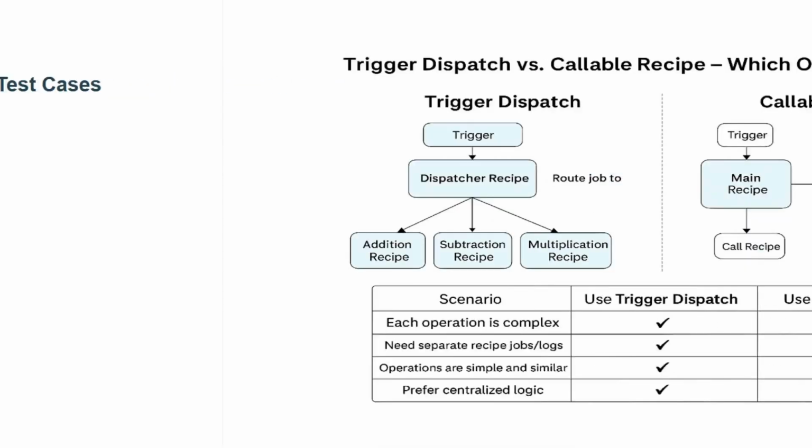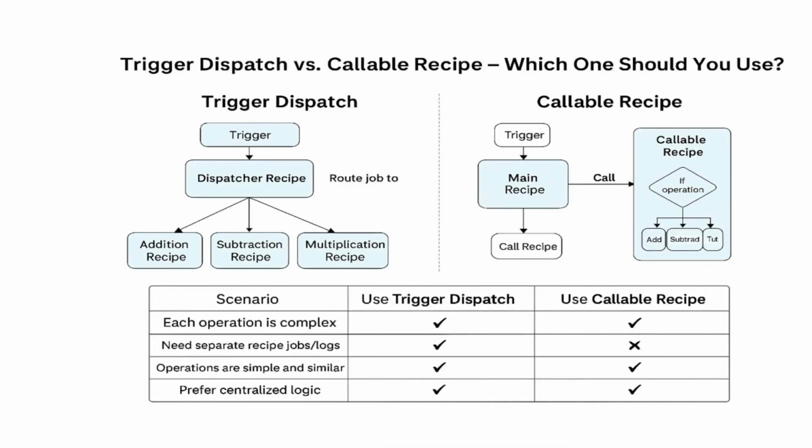Before we move into today's session, let's have a quick recap of the previous session. We studied validating the recipe using test cases, right? If you have missed it, please check our previous video. I'll provide the link in the description box, or you can click the i button at the right of the video. So let's jump into today's session on trigger dispatch versus callable recipe.